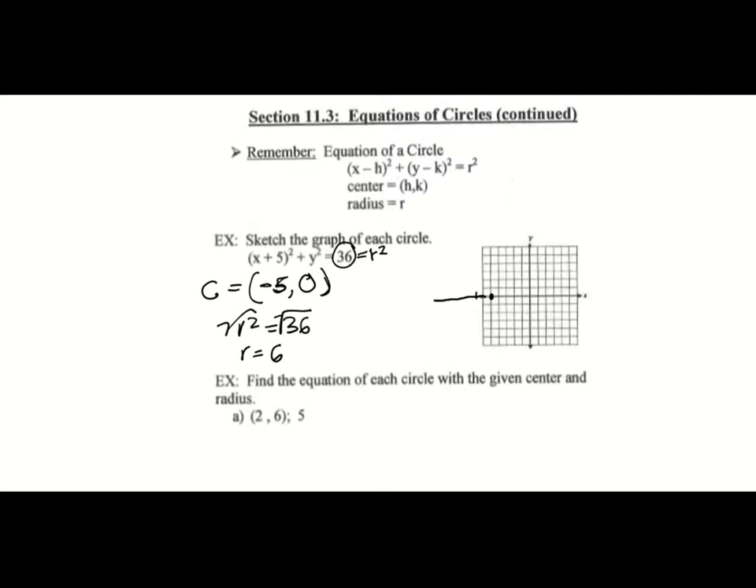We have 1, 2, 3, 4, 5, 6. Point right there. Right 6. 1, 2, 3, 4, 5, 6. Then up and down 6. 1, 2, 3, 4, 5, 6. All the way to the top and down 6. And then we can connect our points on the outside of our circle from there. Okay? And I missed this point down here. It should have gone a little bit farther down. Okay, so that's a quick review of our equations of circles.